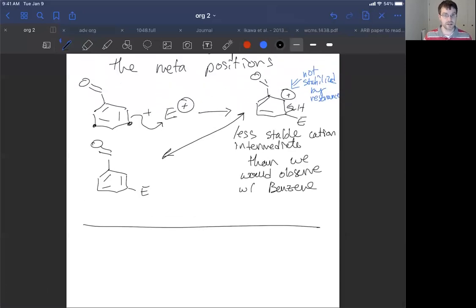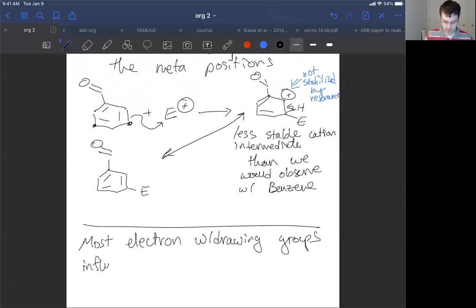So it turns out that this is how most electron withdrawing groups behave. So most electron withdrawing groups kind of influence molecules through resonance.